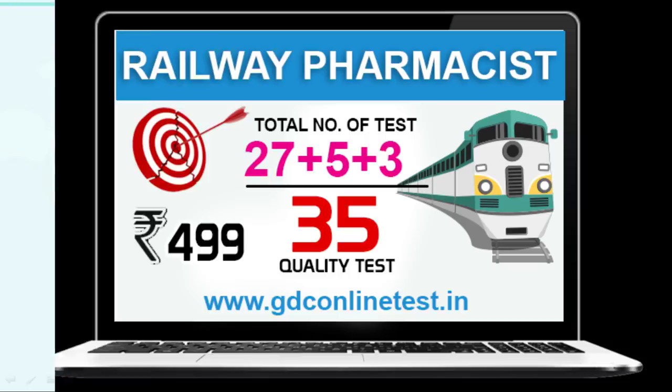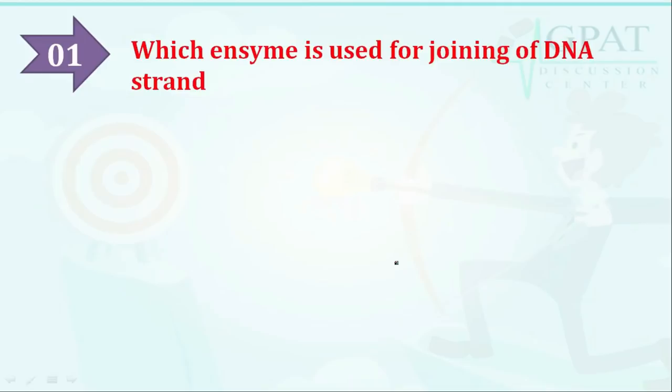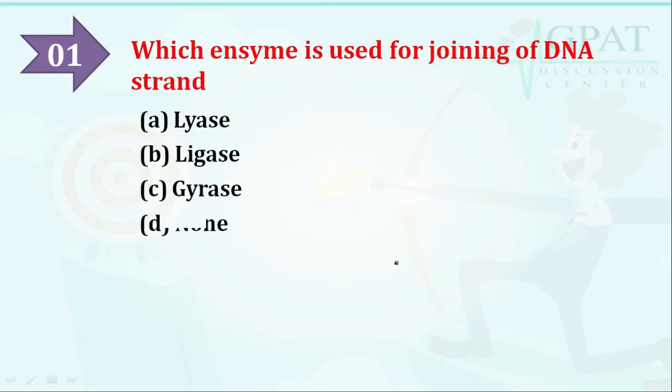Welcome to the channel. So today in this video, we are going to cover some questions for your railway pharmacist exam with brief explanation. So here we have the first question: which enzyme is used for joining of DNA strand? And the options are, option A is lyase, option B is ligase, option C is gyrase, option D is none.